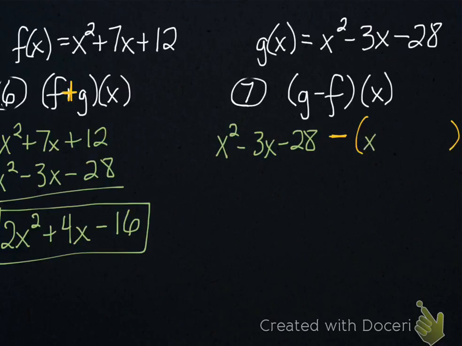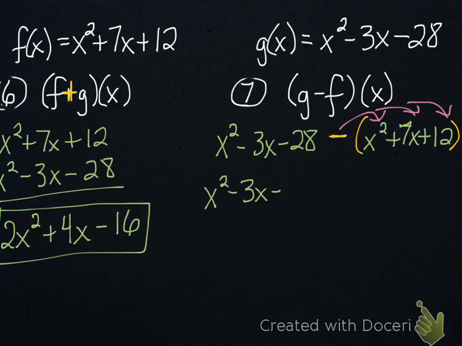Well, f of x is x squared plus 7x plus 12. Okay, so what do we do? We're going to have to distribute that negative sign. The first function stays the same: x squared minus 3x minus 28. Now we distribute the negative: negative x squared minus 7x minus 12.